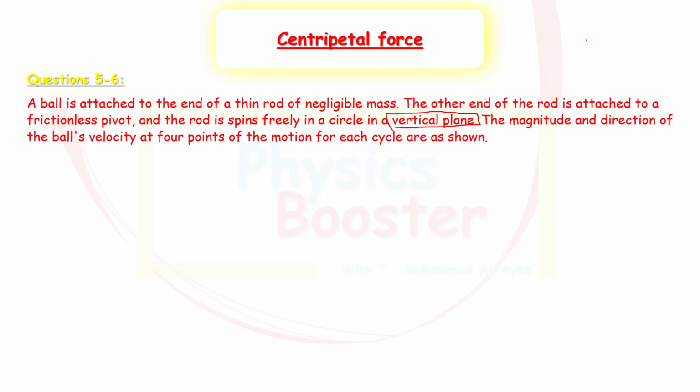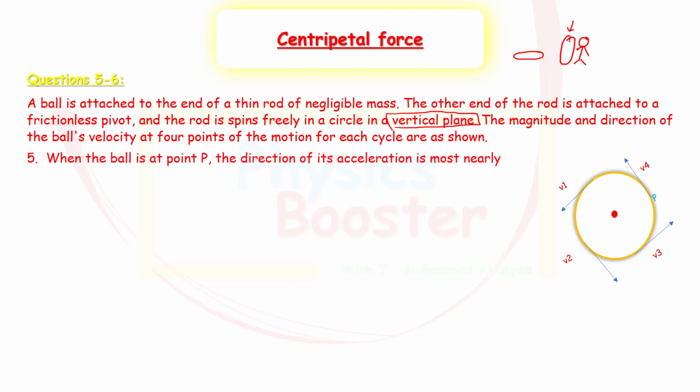So if we're going to draw this, he's trying to swing it, the object is swinging this way. So it's not swinging horizontally, it's not going this way, it's going vertically, it's going this way. So in other words, gravity is within the equation. So gravity, or the forces caused by gravity, is within the equation. Now the magnitude and the direction of the ball's velocity at 4 points of motion are shown. So it's clear that this is the velocity of the ball at different points.